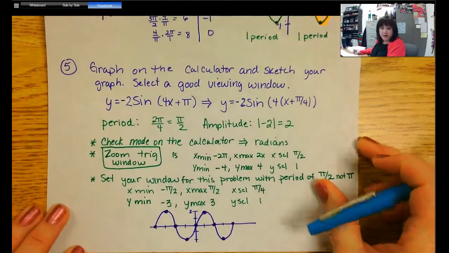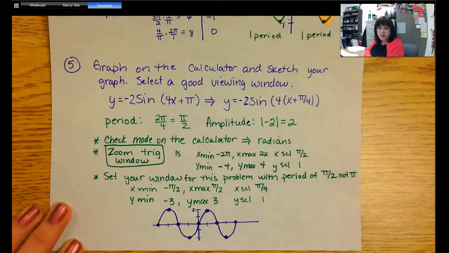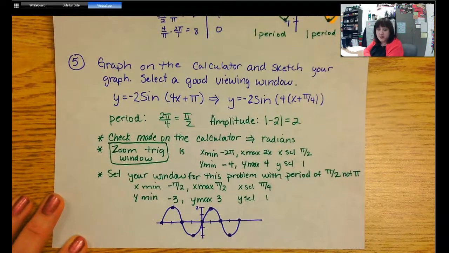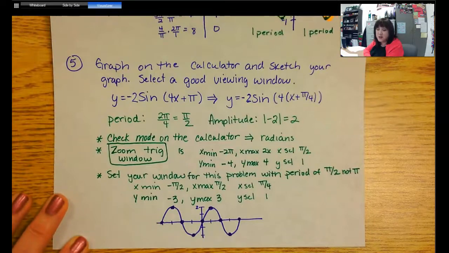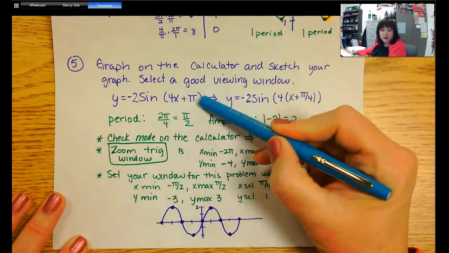So on this last one, we're going to graph on the calculator and sketch your graph. Select a good viewing window. A couple of things to remember about graphing with trig is that there is a thing called zoom trig, and we love it because that helps us set it to what we need. What we have to be careful about is what unit we're in, because you could do zoom trig and be in degrees, or you could do zoom trig and be in radians. So when I look at this problem, I see, oh, there's pi, so I know it's in radians.